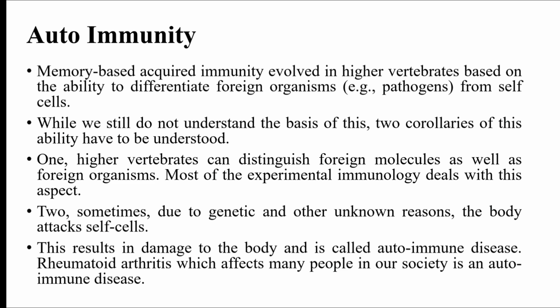Then autoimmunity, what is autoimmunity? Memory based acquired immunity evolved in higher vertebrates based on the ability to differentiate the foreign organism or pathogen from self cells. While we still do not understand the basis of this, two corollaries of this ability have to be understood. One, that vertebrates can distinguish foreign molecules as well as foreign organisms, and sometimes, due to genetic and unknown reasons, the body attacks self cells. This results in damage to the body and is called autoimmune disease.